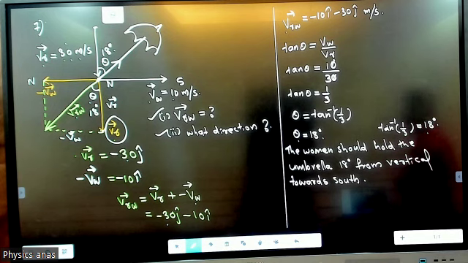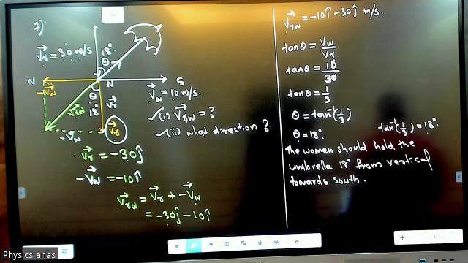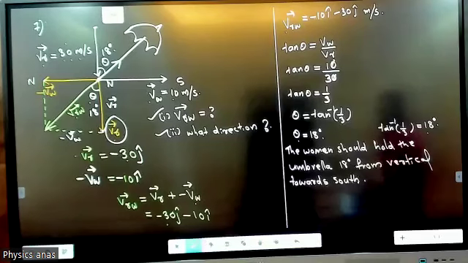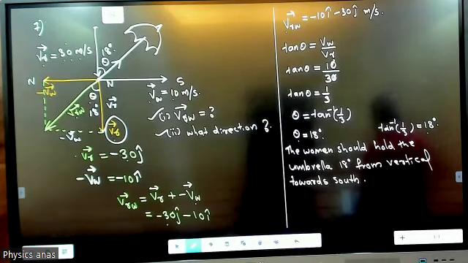I told you to get the examples of vectors. Every problem that is going to be asked in this chapter will be an example for vector analysis, vector calculations. This is a vector calculation, and it is a practical example of vectors also.